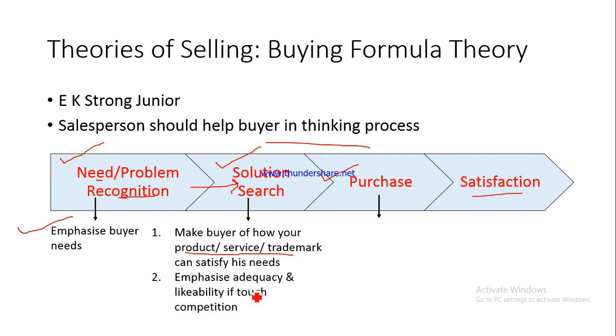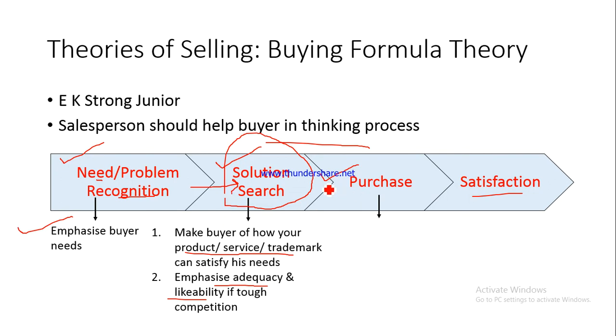And in case there is a lot of competition, there are so many companies which are selling ACs apart from Voltas, then what will you do? You will talk about the adequacy and likability, that your product will be able to satisfy his requirements, and that your product is likable, is much more liked than the other rival products in the market. So once you do this, you are basically helping the prospective buyer in this particular stage. You are helping him search for solutions, right?